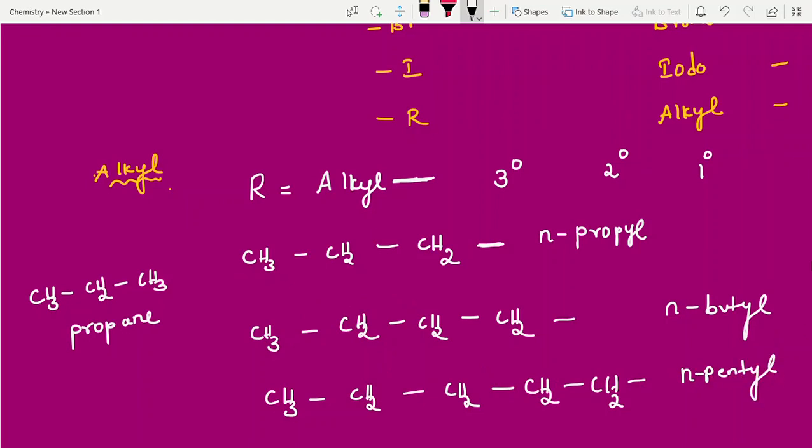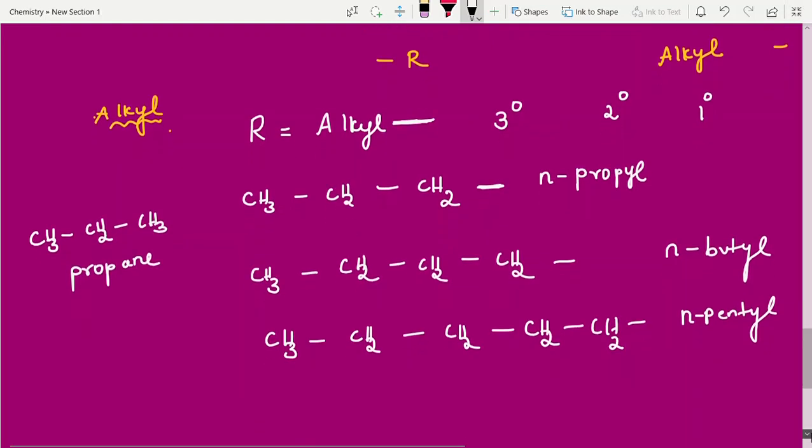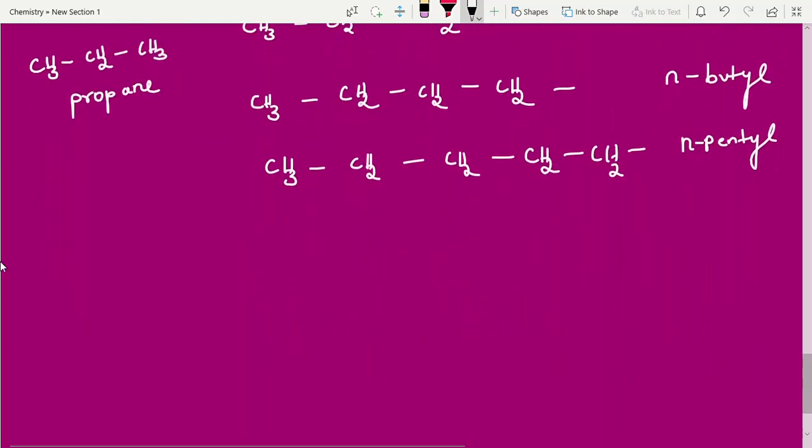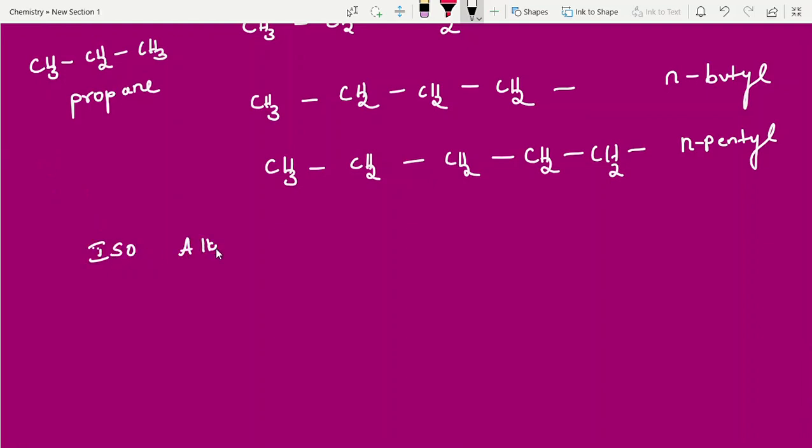Next one, isobutyl, isopentyl, isohexyl, we are calling like this. Iso group. Most of the students get confused by this one. Listen, isoalkyl. Exactly L shape, inverted L shape. That is iso. See, look into this, isobutyl.